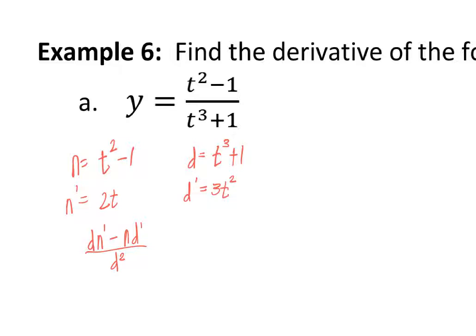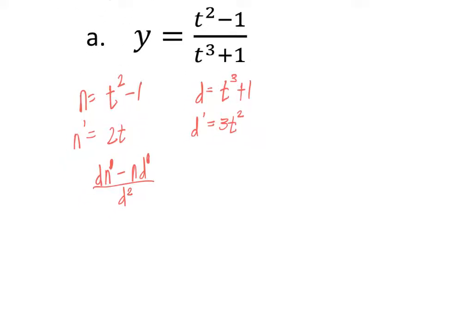And look, these primes are looking a lot like little ones, right? Like to the first power, but that's not what it is. It's really an apostrophe, okay? Anyway, so let's plug this in. So y prime is t cubed plus 1 times the derivative of the numerator, so 2t. And look, I'm not having to do any thinking here. It's clearly labeled for me.